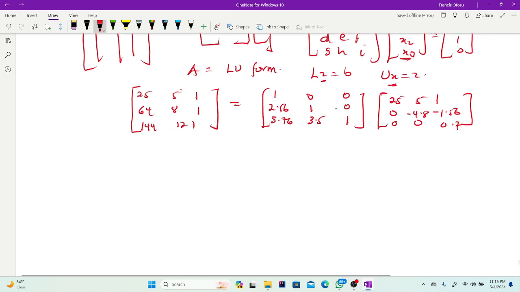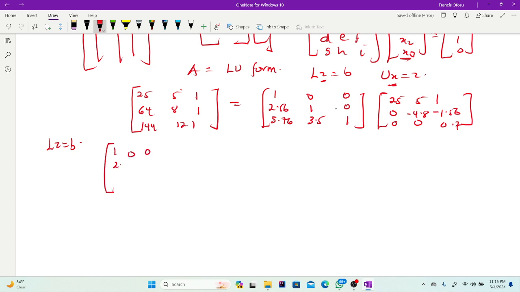At this point that you have the LU form, we simply go straight to finding our inverse of A. So how do you do that? You know the formula LZ is equal to B, right? So you simply take our L, this is our L: 1 0 0, 2.56 1 0, 5.76 3.5 1. You multiply by an unknown Z, so z1, z2, z3, and this should be equal to the first column of our inverse. So take note, the first column of the identity matrix 3 by 3 is 1 0 0.